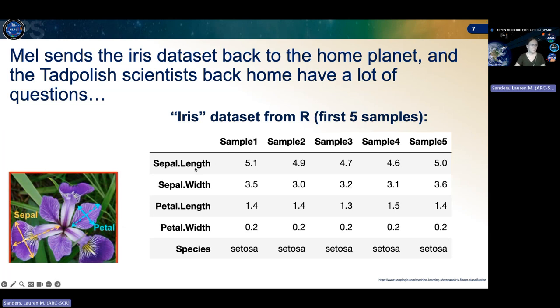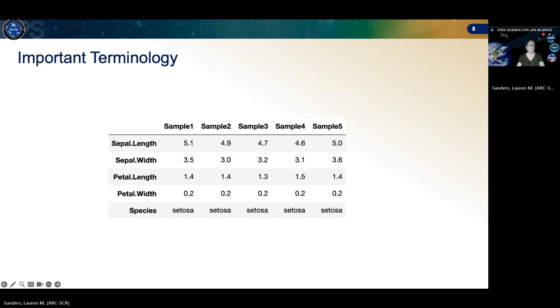So this data contains numerical values for each of the irises for sepal length. So the sepal is the part of the flower which supports and protects the petals. So sepal length and width, and petal length and width, as well as the species that Mel assigned.